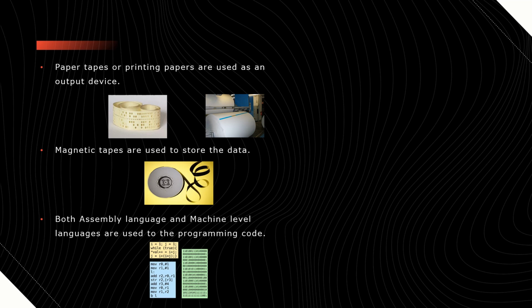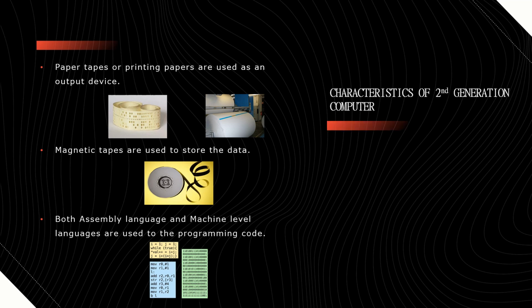But for this assembly code, the computer needs a translator, which is used to convert this assembly code into machine language code. This translator is called as assembler, and this assembler software is used to convert the assembly language code into machine code, that is the combination of zeros and ones. Now we will see some of the characteristics.